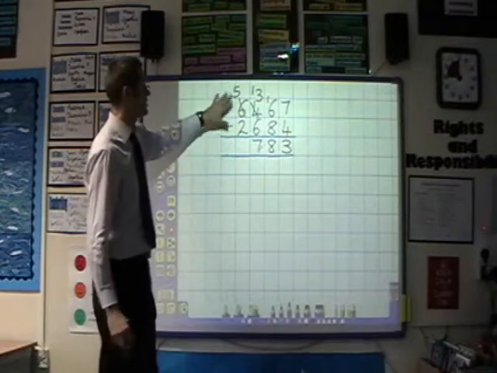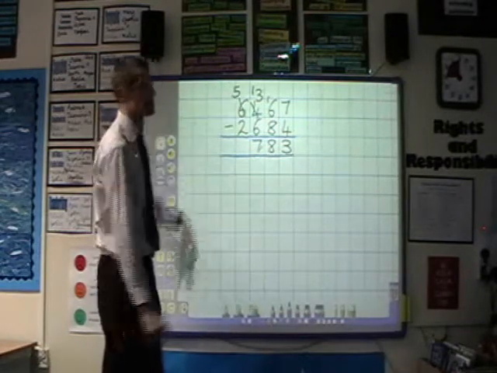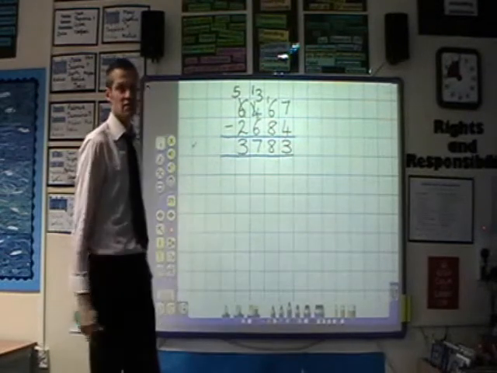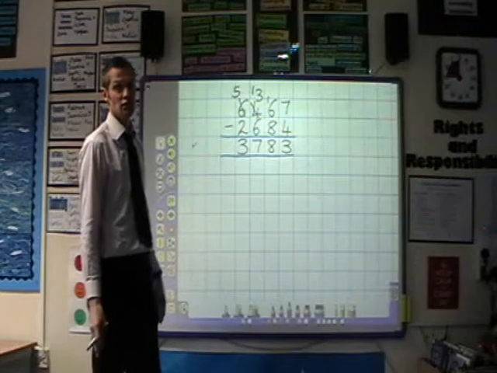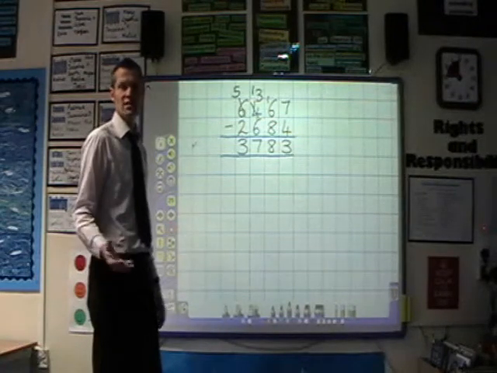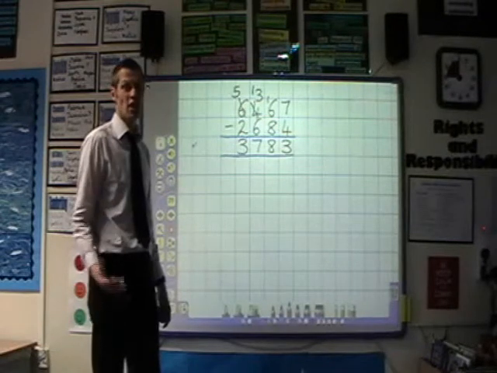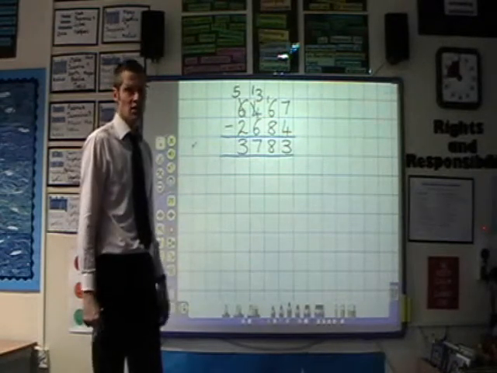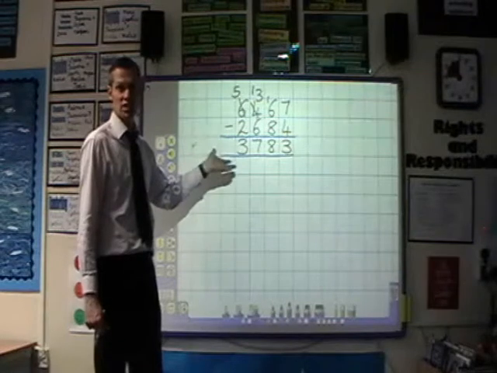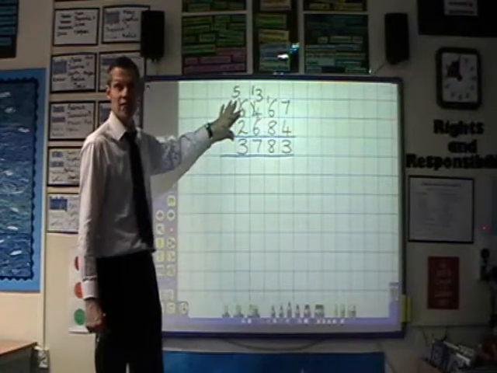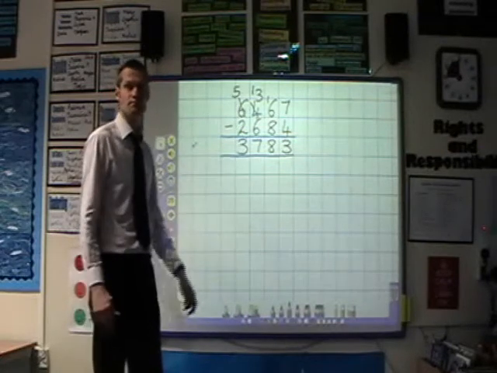Finally, of course, take away the 2 thousands from the 5 thousands, which leaves 3,000, and the total once again is 3,783. When subtracting mentally, counting on is for the majority of children the easiest method to use for the vast majority of calculations. In fact, the more able Year 5 and 6 children should be able to do this calculation in their head without the need for paper.